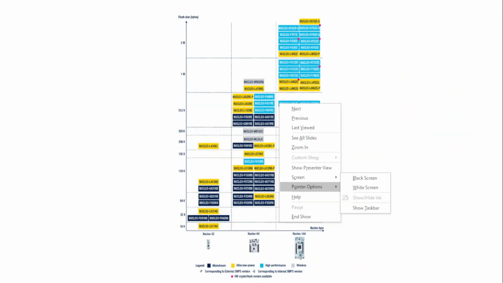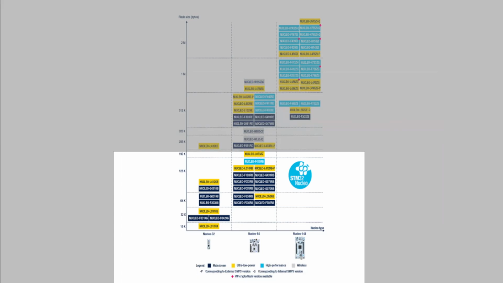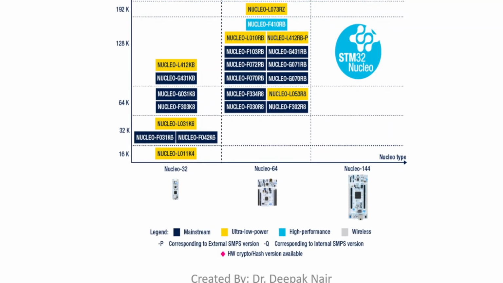Now let us see in a bit more detailed way how these boards are divided. These boards are divided into 4 sections: mainstream boards, ultra low power boards, high performance boards, and wireless boards. Depending on your use, you can go for one of these boards.